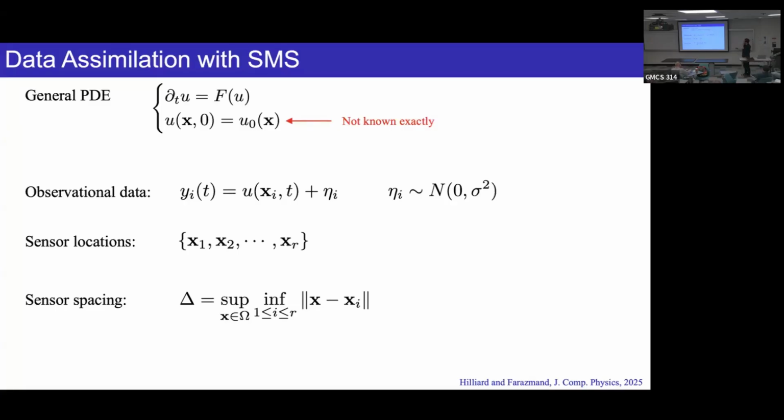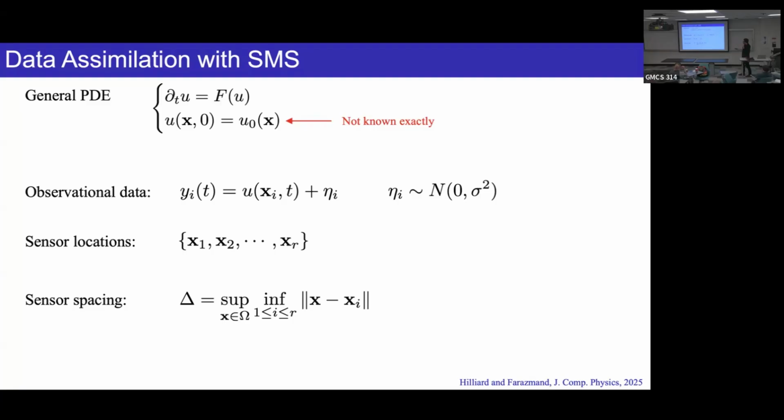Of course, any measurement or observation has some error, which I'm going to assume are IID and Gaussian with mean 0 and some variance sigma squared. For the sensor locations, I'm going to assume I have R sensor locations. In the example I'll show you, I think R is equal to 10.